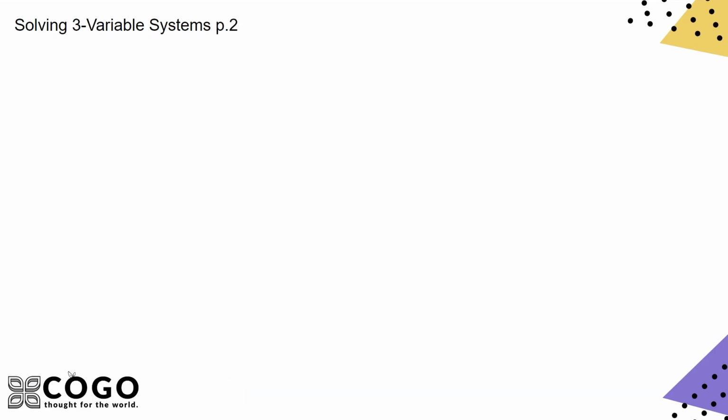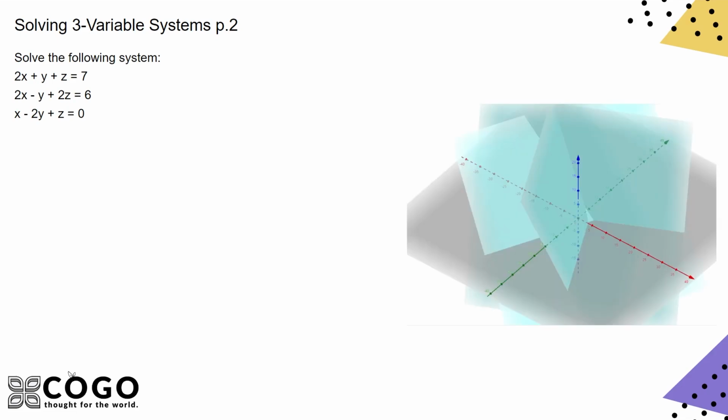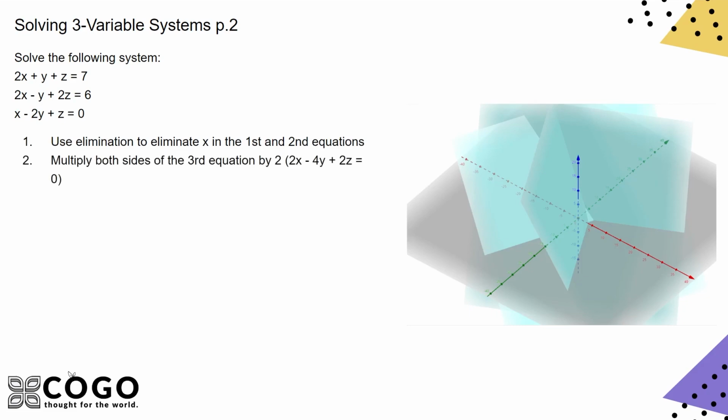Let's try a simple sample problem of a three-variable system. The three equations of the system are 2x plus y plus z equals 7, 2x minus y plus 2z equals 6, and x minus 2y plus z equals 0. Though all the equations look daunting and confusing, we can break it down into a few simple steps. First, we use elimination by subtraction to eliminate the x in the first and second equations. Second, we multiply both sides of the third equation by 2 to obtain 2x minus 4y plus 2z equals 0, so we can subtract x.